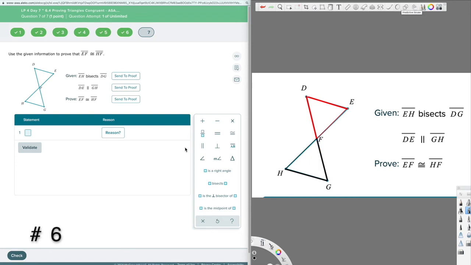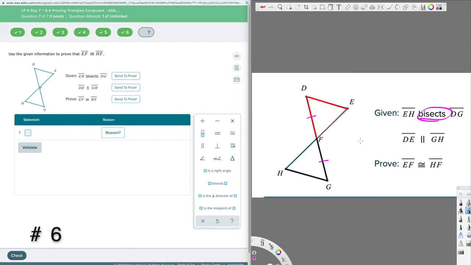And now I'm given some loaded information. EH bisects DG. I'm going to have to define that word bisect. What does it actually mean? So if EH bisects DG, then this line, and I know I didn't do that very nicely, but this line cuts this other one in half. And that means I have two equal pieces. I'm not given that outright. I'm given the word bisect, and I have to define what does it mean when a segment bisects another segment? So I'm going to have to define segment bisector.